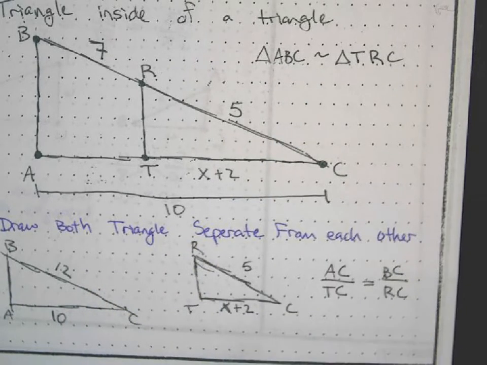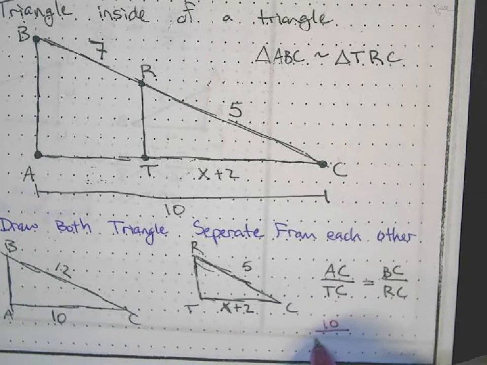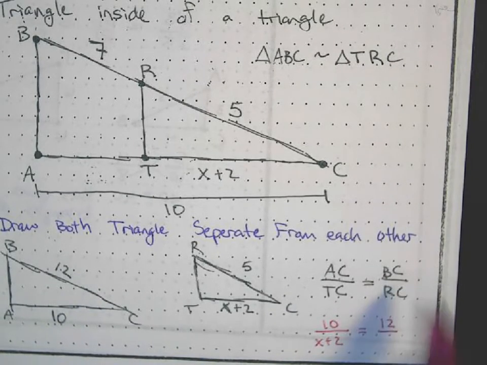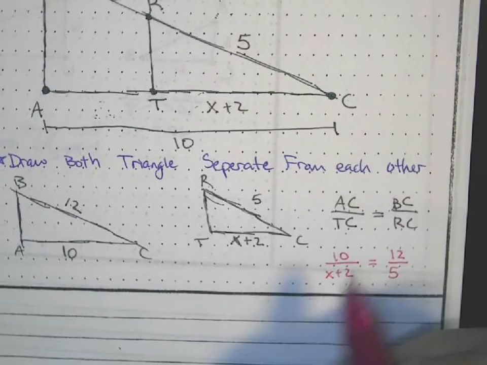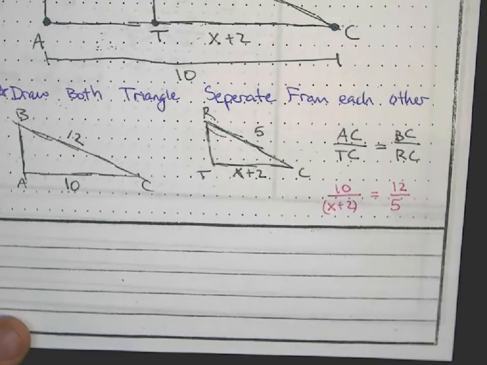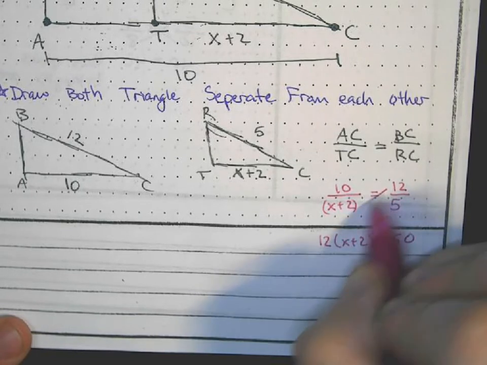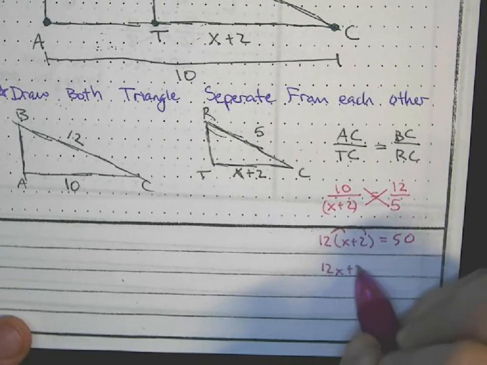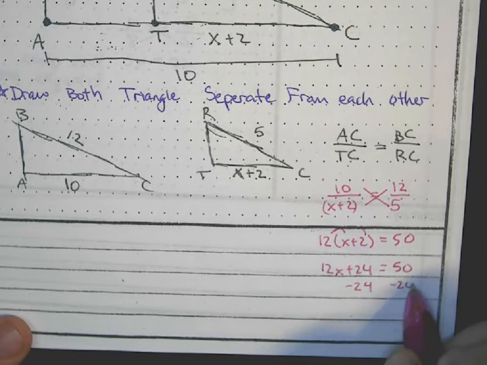Well, AC is 10. So 10 is to TC, which is x plus 2. And then BC is 12, is to RC, which is 5. And now we cross multiply and solve. I'll add my parentheses in. So now I have 12 times x plus 2 is equal to 50. Just doing my cross multiplying. Distributive property, 12x plus 24 equals 50. And now we're solving. Looks like we're going to get a weird fraction on this one.